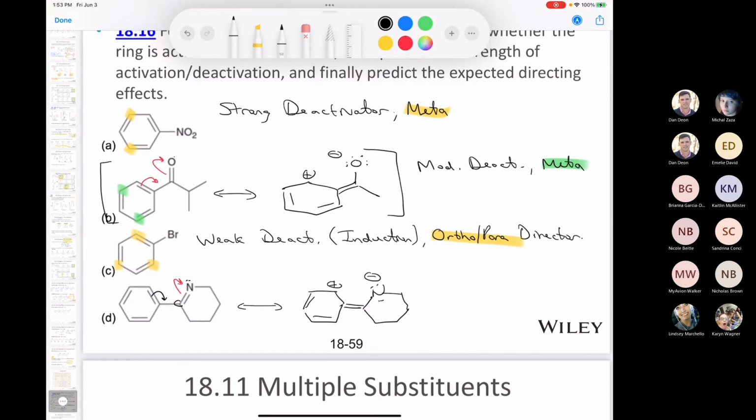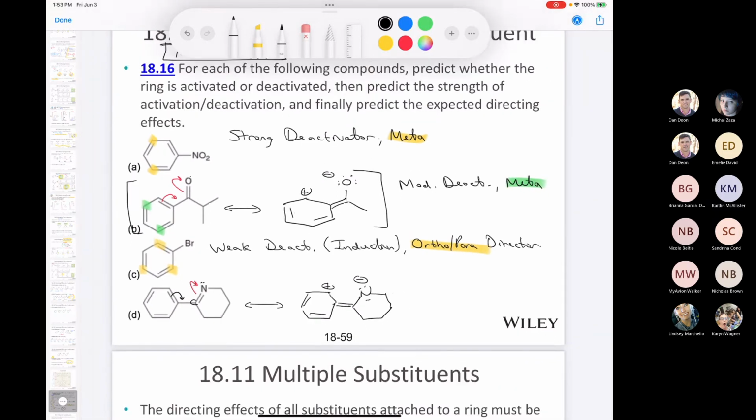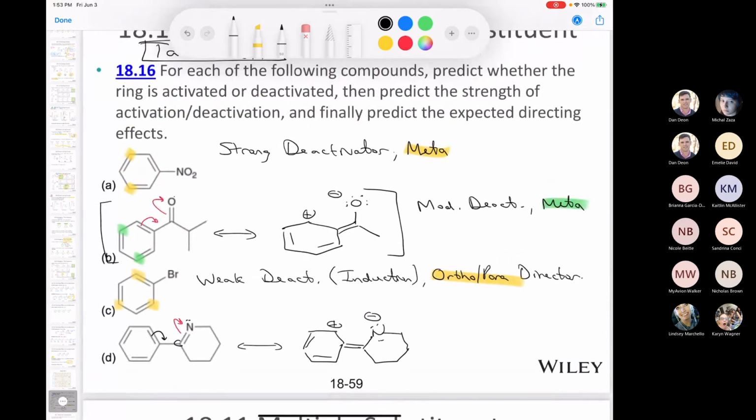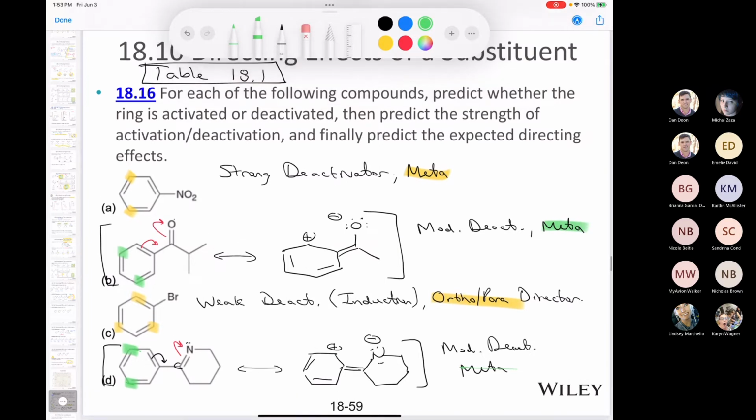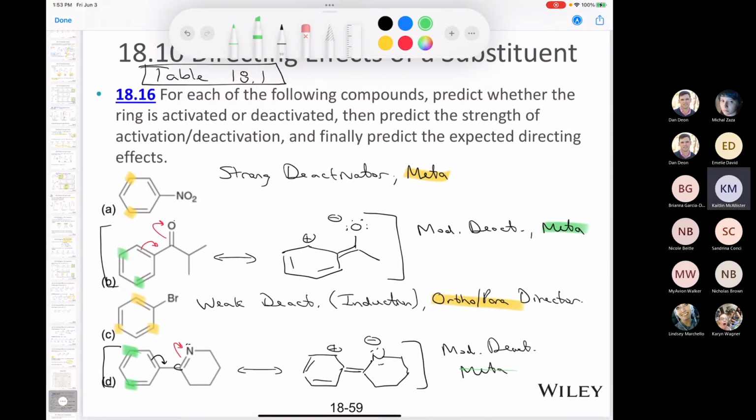Therefore, this would be a moderate deactivator. So moderate, oops, I didn't draw my brackets. There we go. Moderate deactivator. And we said that a moderate deactivator is going to direct to the meta position. And let's highlight that meta position, which would be here. Oops, son of a gun, where's my green highlighter? Here we go, here and here. And just like that, my friends, we are good. Everybody with me on that?